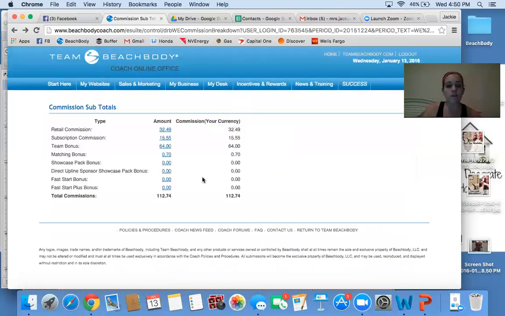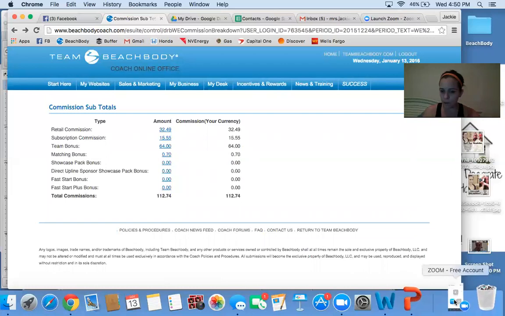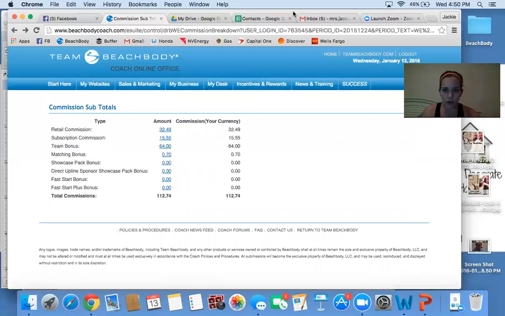So when you're in here in your commission, you're wanting to know where your breakdown is, where team bonus is. That's where you're going to see this. Matching bonus comes into play. Hey, look, I have a matching bonus of 70 cents. That's pretty sweet. I didn't even know that. It comes into play as a Ruby, and then there's a higher matching bonus as a Diamond coach. Then you get all these fantastic things as you rank advance. I'm going to go ahead and stop there.